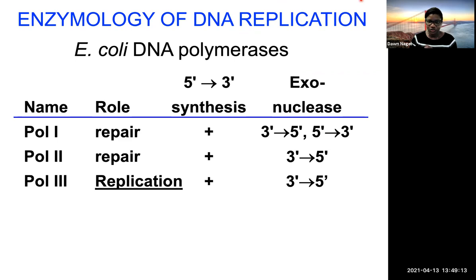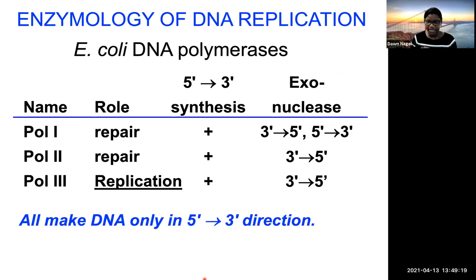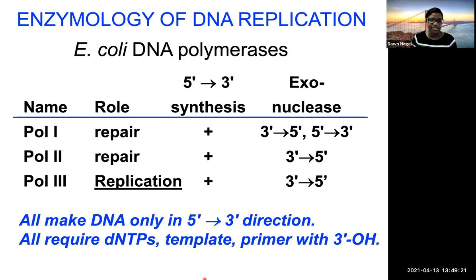In addition to this activity, as I mentioned, they can only make DNA. They all require dNTPs to be able to function, with a primer that has a 3' OH. Otherwise, it does not work. It just cannot function without having that primer available to add the incoming base and extend the DNA.